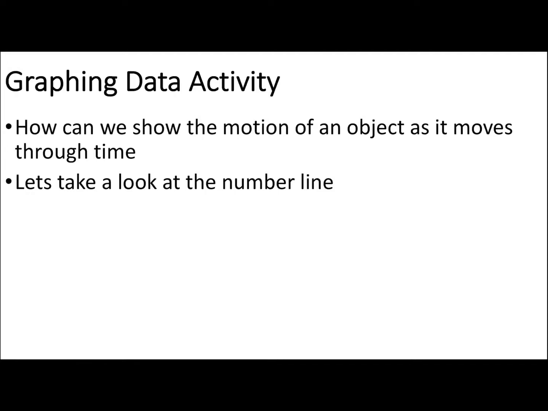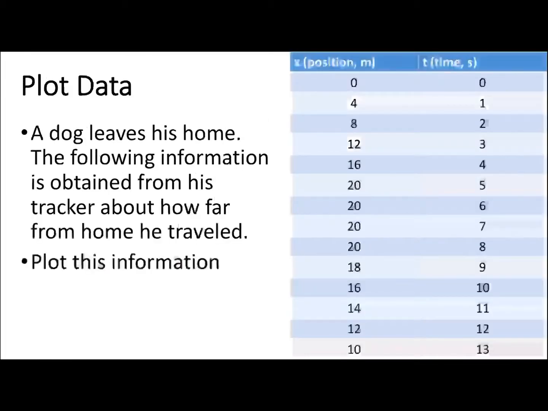This is going to be our first introduction to getting some graphs going in physics, and we will continue to do this for the entirety of the year. How can we show the motion of an object as it moves through time? Think about if I have this data here that's marking I'm at a different position in my x direction.